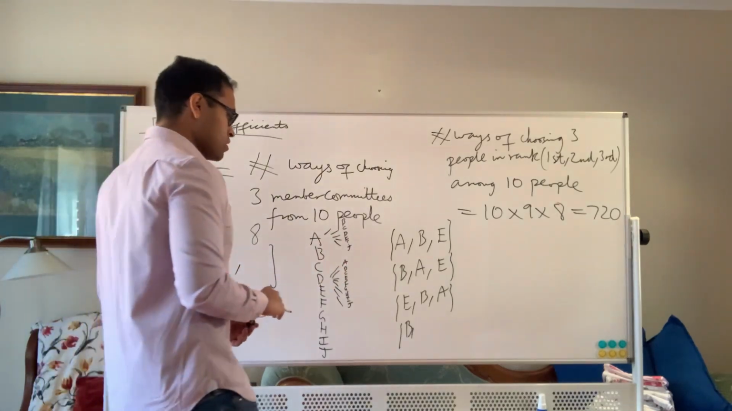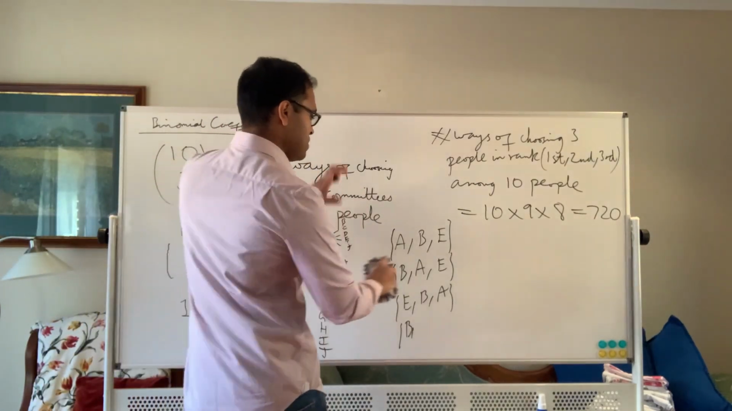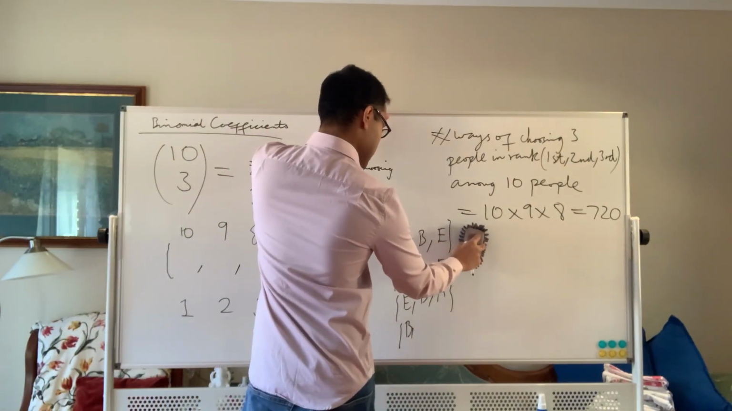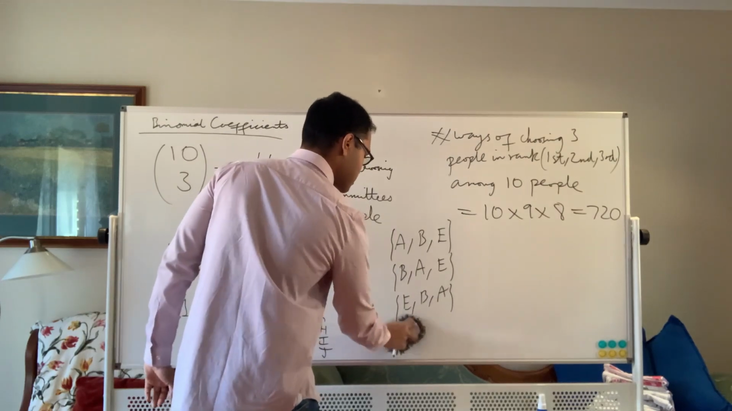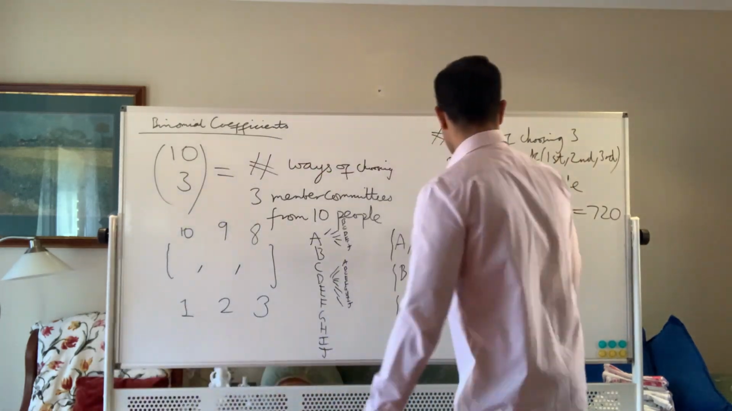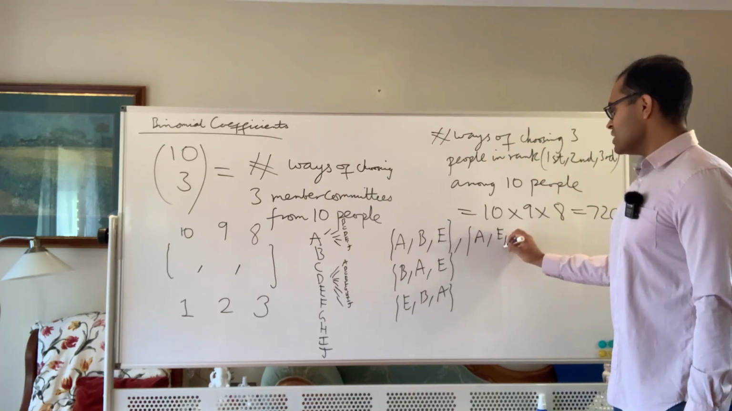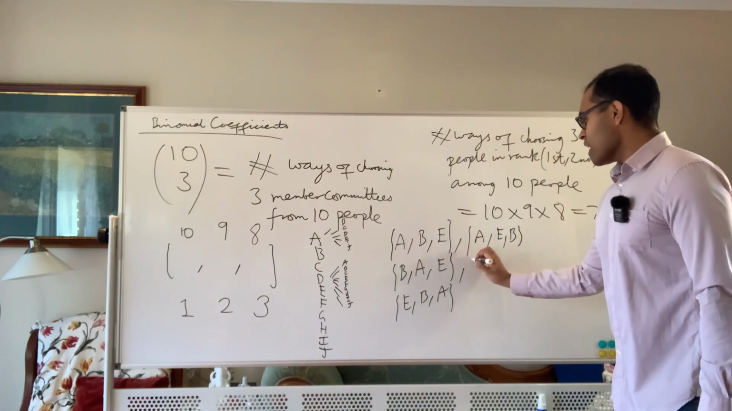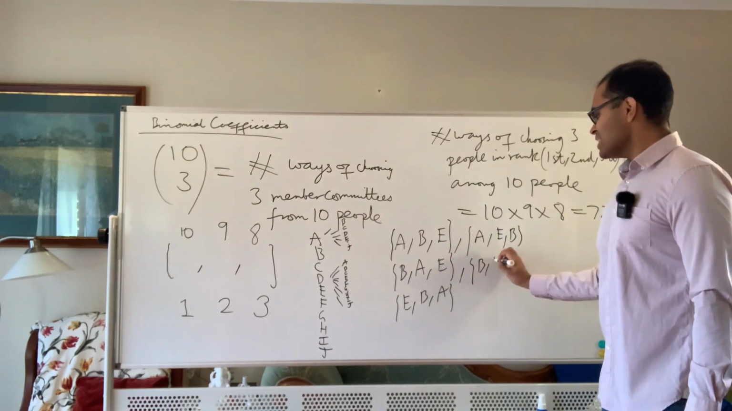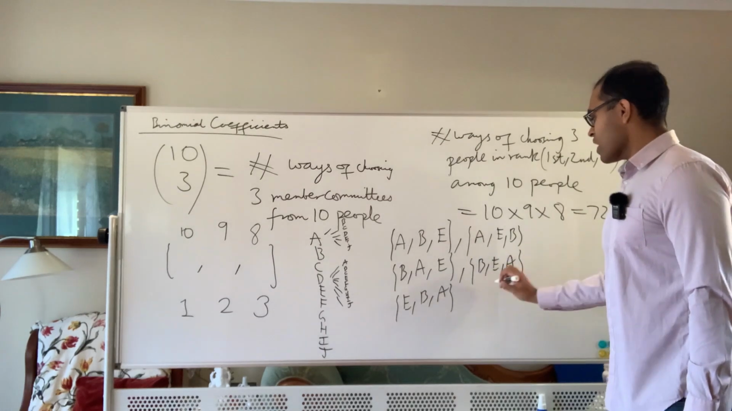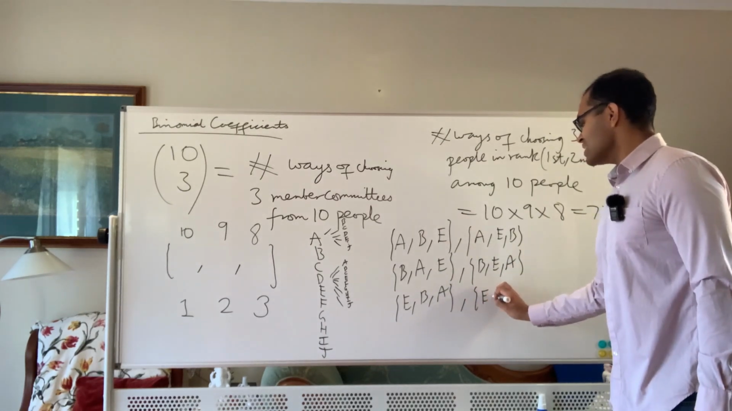I'm going to write out all of the possibilities with A, B, and E to show you very clearly. Let me do them side by side. So here we have A, B, E. Then another ranking with A first is we could choose E second and B third. Then another ranking with B first is we could choose E second and A third. Then another ranking with E first is we could choose A second and B third.